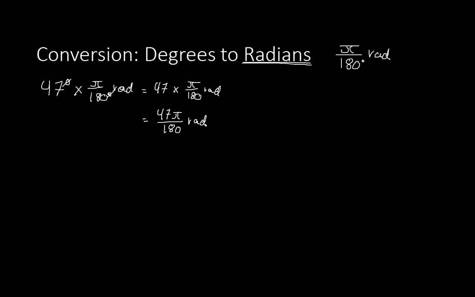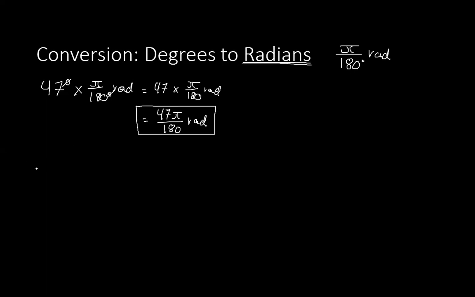Multiplying them together, we will have 47 pi all over 180 radians. Let me take a look if I'm correct. What if we can simplify 47 and 180? No, we cannot simplify it even further. That means the only common factor between these two is 1. So the answer is 47 pi all over 180 radians.